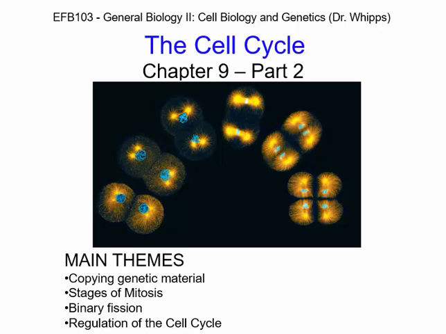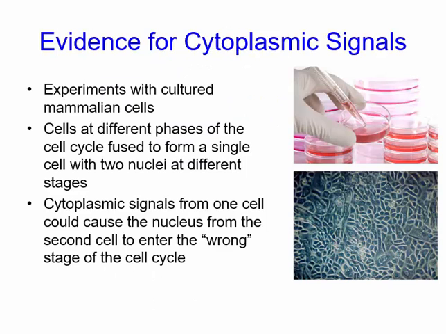Welcome to part 2 of the cell cycle. So this one is all about regulation of the cell cycle, our last bullet here on our main themes for this chapter. And we can start by asking a question about evidence for cytoplasmic signals that might help control the cell cycle. And so we'll look at a couple of experiments here using mammalian cell culture.